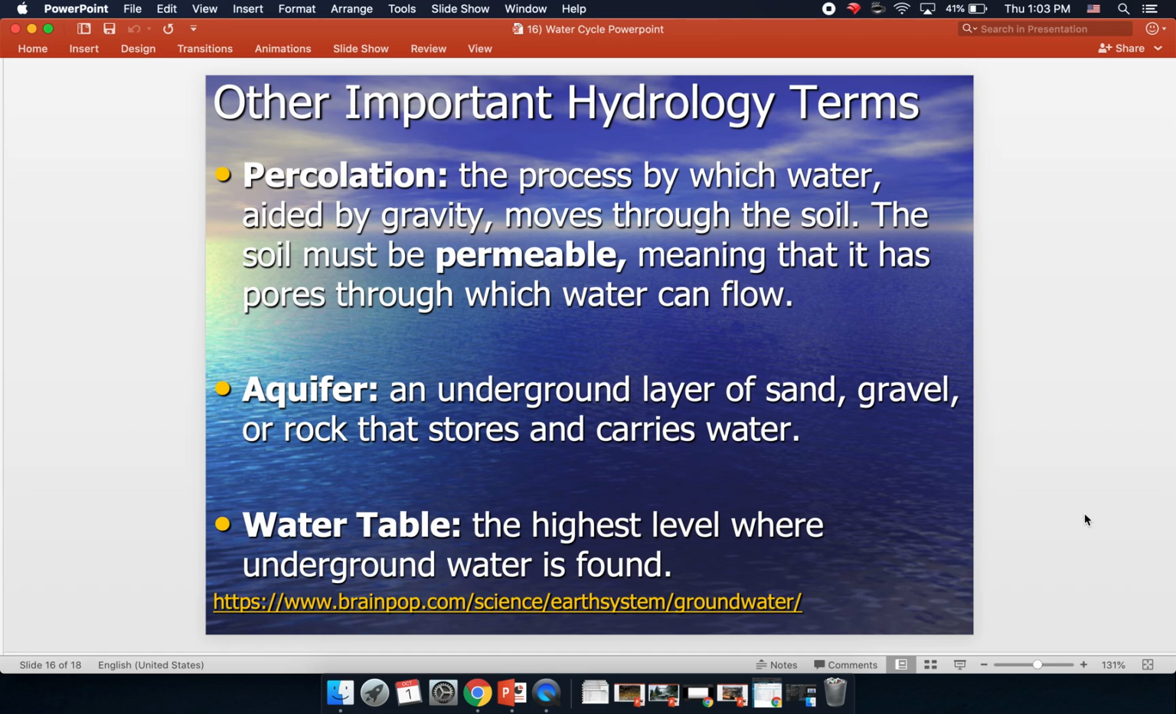Aquifer, we've talked about this all semester long. This is an underground layer of rock, sand, gravel, what have you, soil that can store and carry water because it is porous, it is permeable.